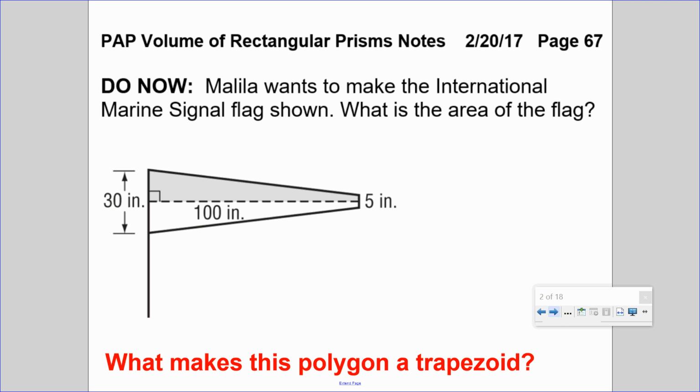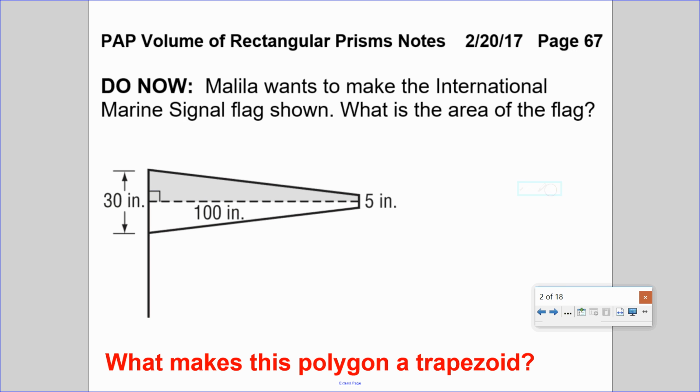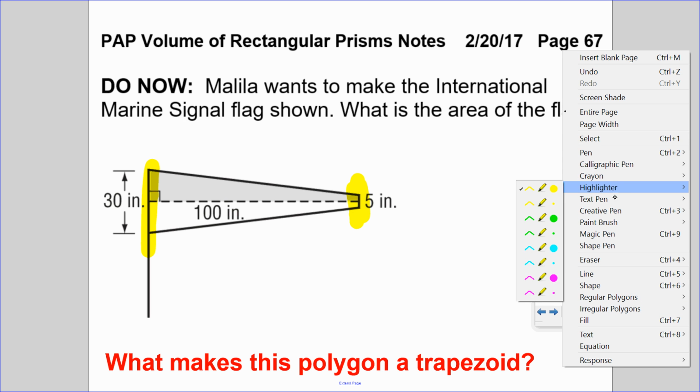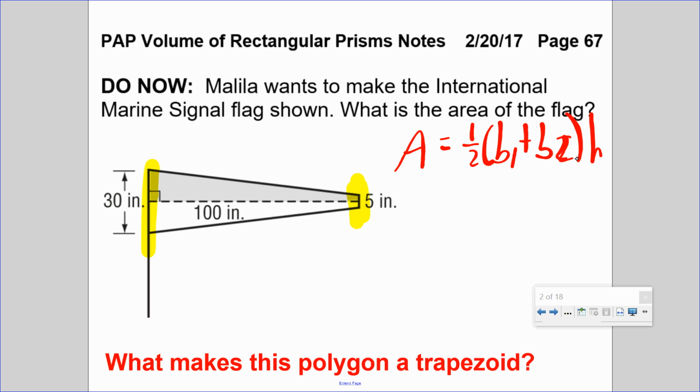All right, so Manila wants to make the international marine signal flag shown below. What is the area of this flag? What makes this polygon a trapezoid? Again, let's highlight the parallel. There's only one set of parallel lines. So let's get my calligraphy pen. So this is the area of a trapezoid, which is 1/2 base 1 plus base 2 times height. Again, you look at your mathematics reference chart to get that.